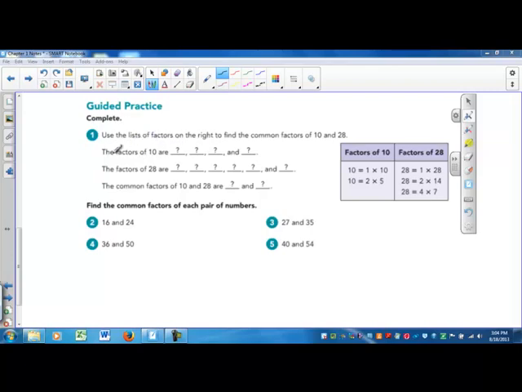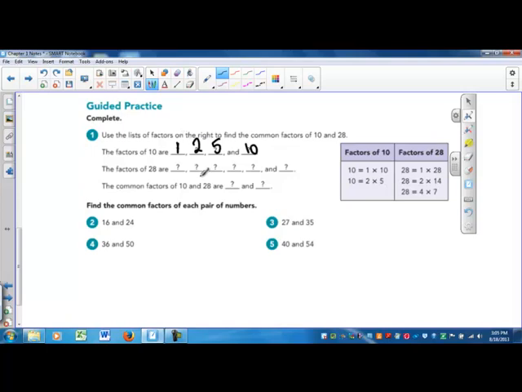Use the lists of factors on the right and the common factors of 10 and 28. So they've already done the work for you here. Okay? So it says the factors of 10, well, they are 1, and just do your best to write over top of those question marks, 2, 5, and 10. 1, 2, 5, 10. They just listed them out.